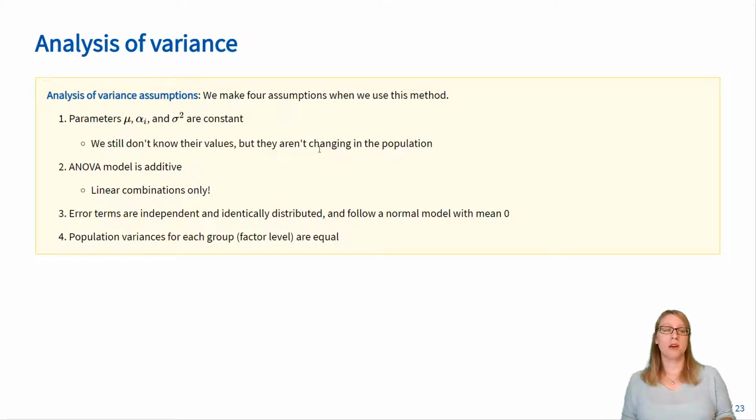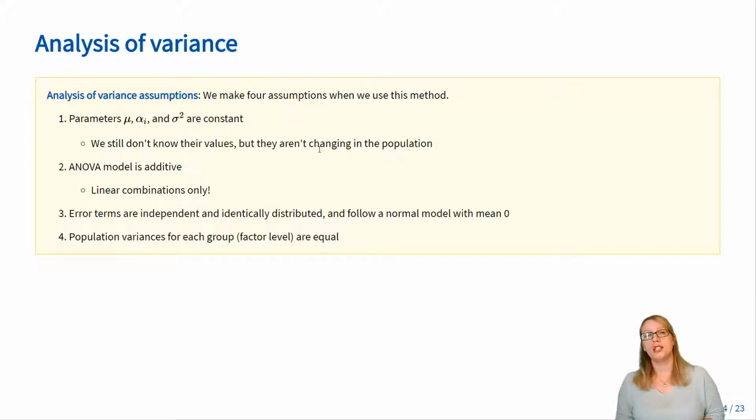There are some assumptions that we make when we use this method, or there are some conditions that must be met for analysis of variance to be appropriate. Here's the first basic assumption of our model. Whatever that mu, that population mean is, whatever the group effects alpha are, whatever the population variability, which we're representing with a sigma here, whatever these are, they're constant. In other words, we're assuming that they are not changing within the population. Second assumption that we're making is that the ANOVA model is additive. In other words, we're just adding values together. We're not, say, multiplying by some group effect.